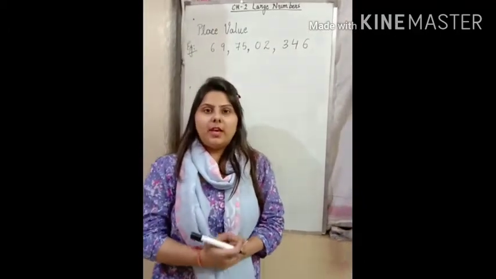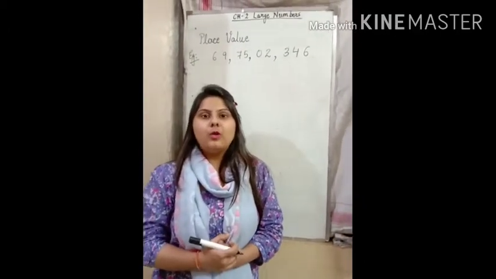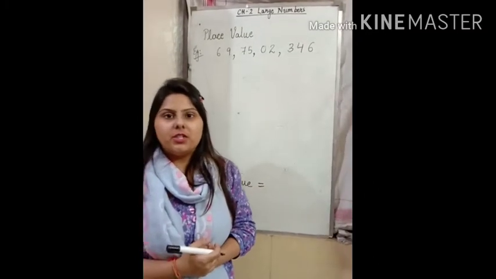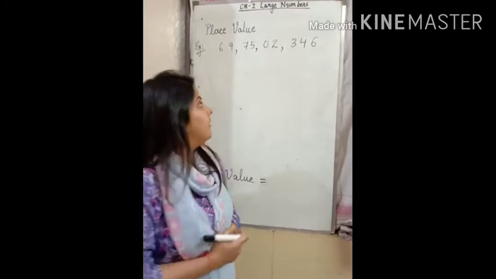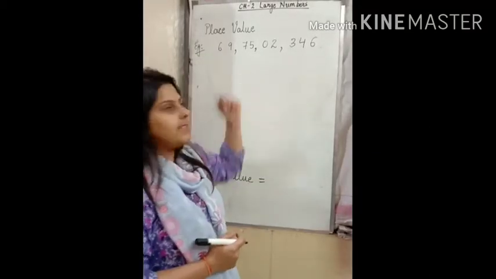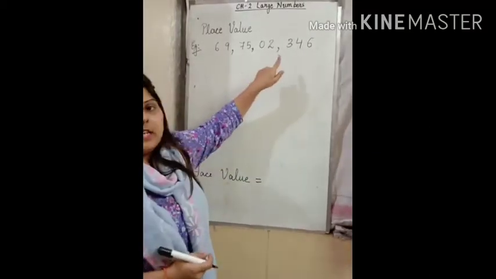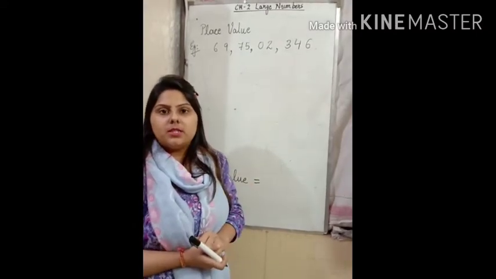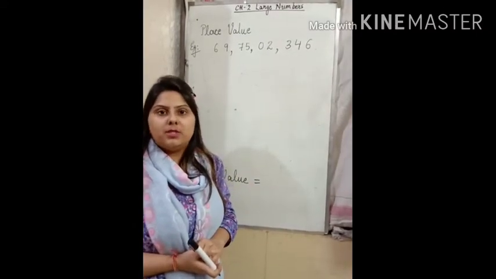Hello kids. Today we are going to learn how to find the place value and face value of a given digit in a given number. For this I have taken this as an example. Now as you can see, from the commas we can identify whether the number is in the Indian number system or the international number system.